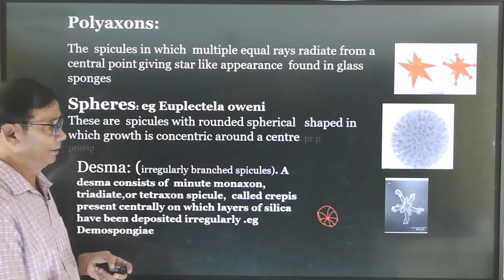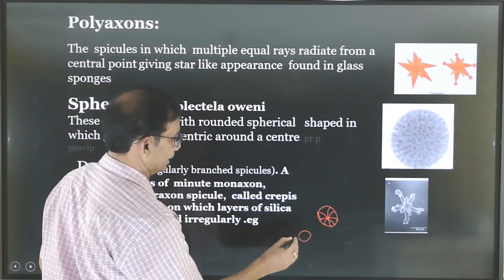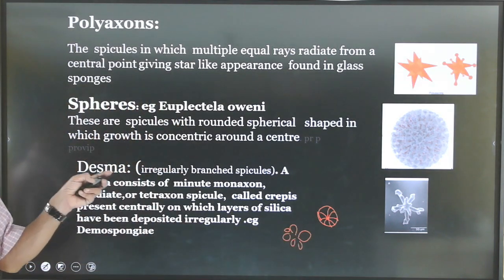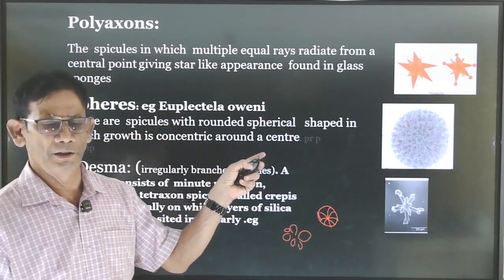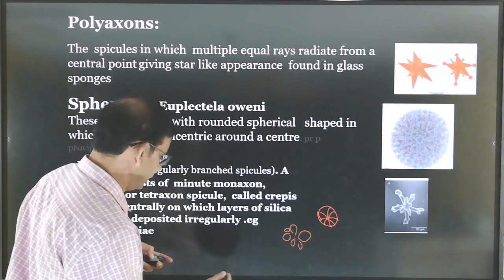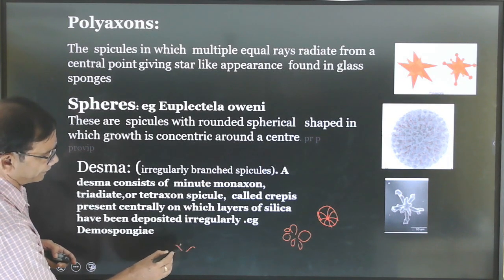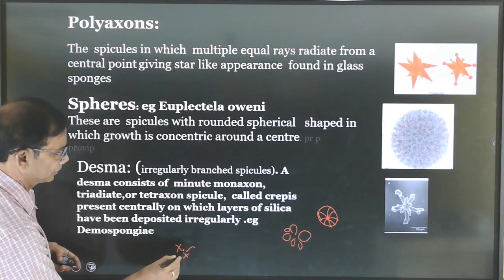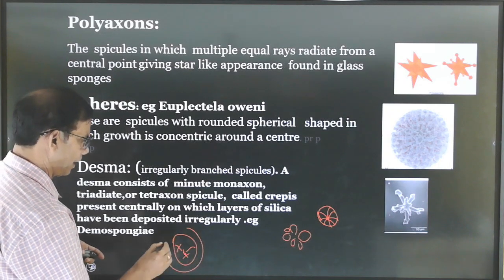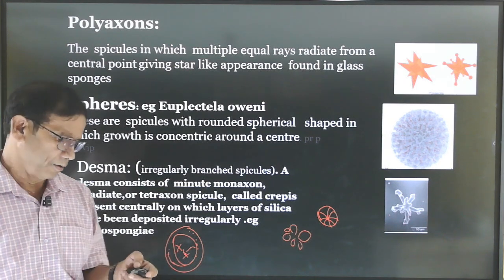Now spheres, in which the spicules are spherical in shape, arranged in a circular way. It is called spheres, and the example is Euplectella, which was shown in the first slide. Next is desma, in which the siliceous spicules, whether monaxon, triaxon or tetraxon, are present in the center, and outer deposition of calcium carbonate or silica occurs. It is found in demosponges.